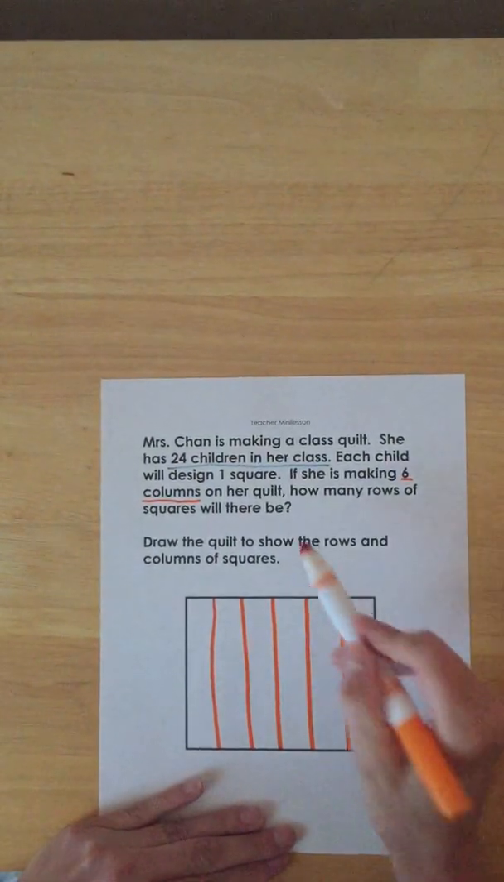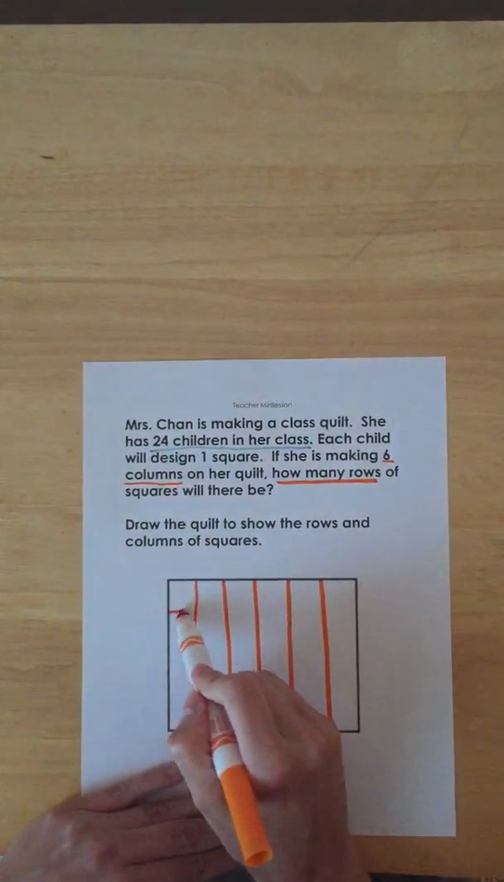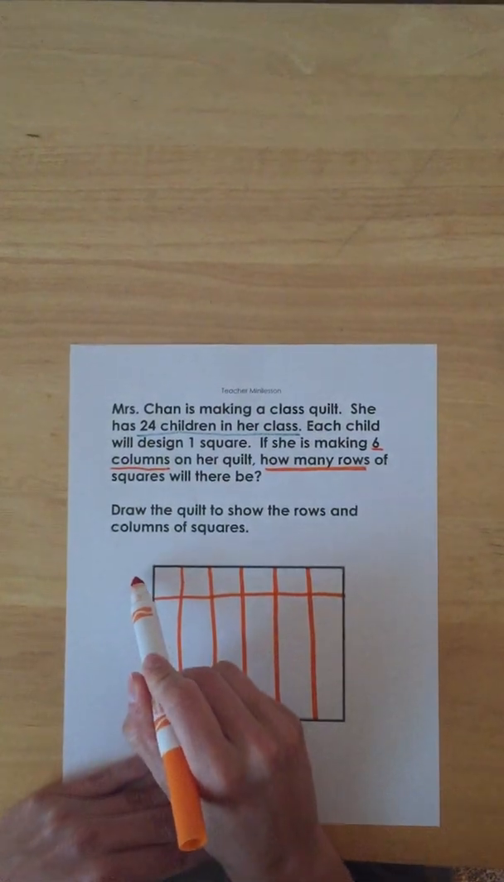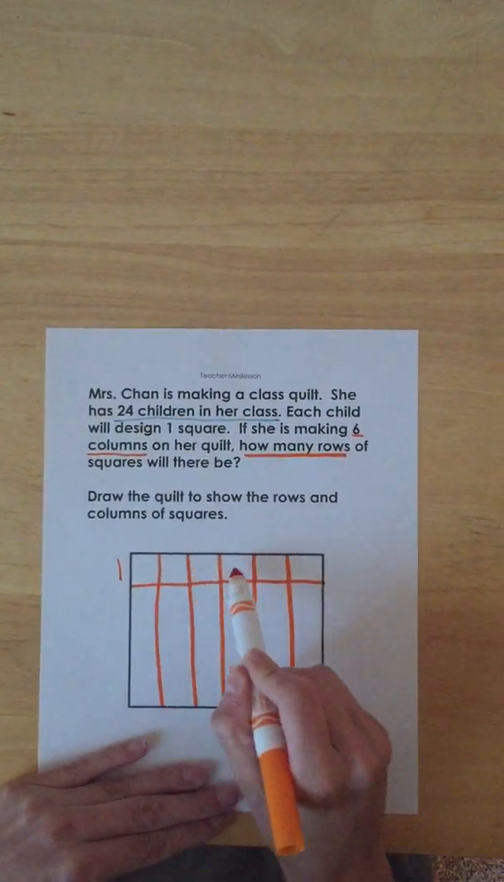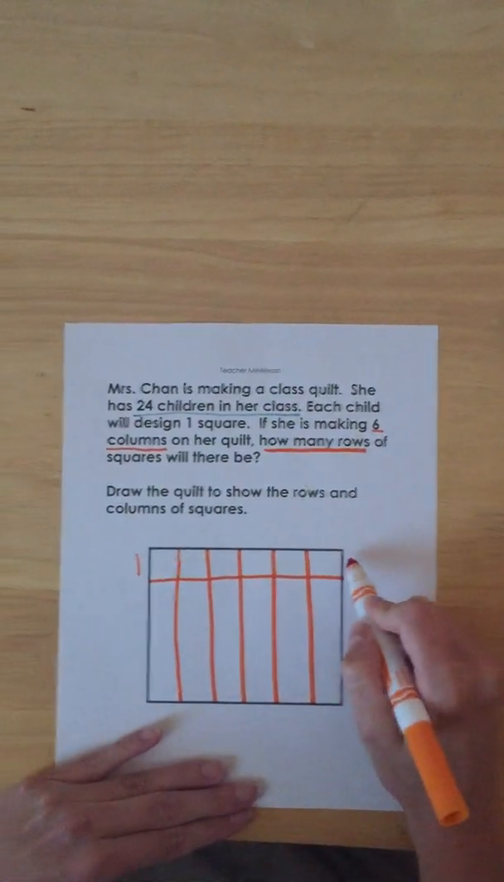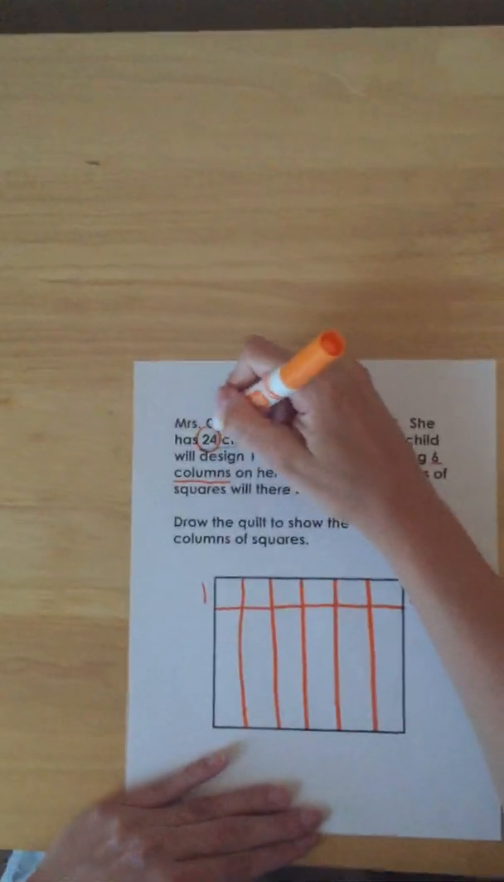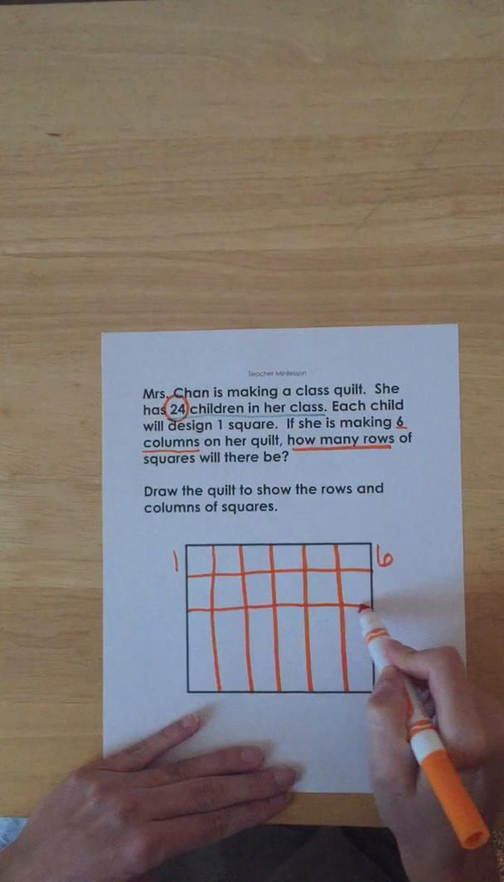Now it's asking me how many rows. Well, I know that if I draw one row, it is going to give me 6. 1, 2, 3, 4, 5, 6. So I know that I'm trying to get up to 24. So I'm going to make a second row and see what that gets me.